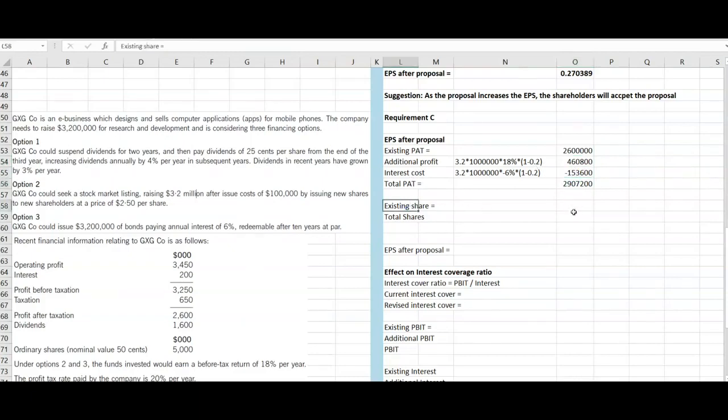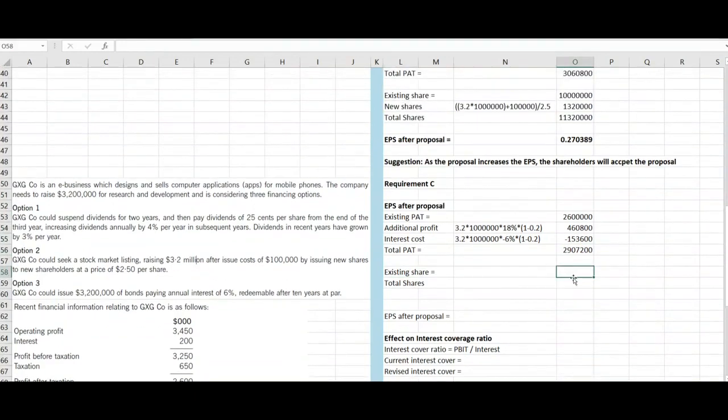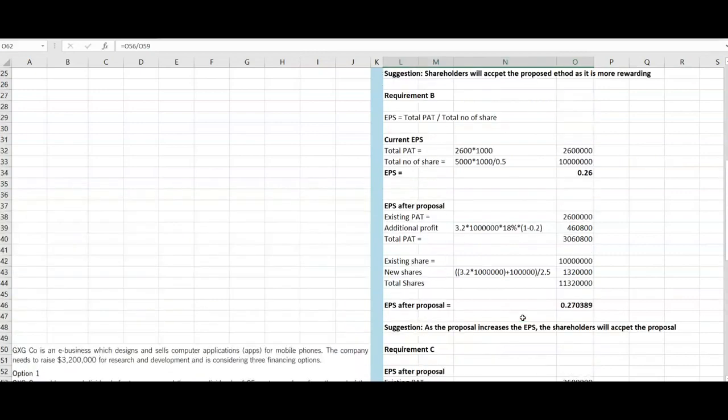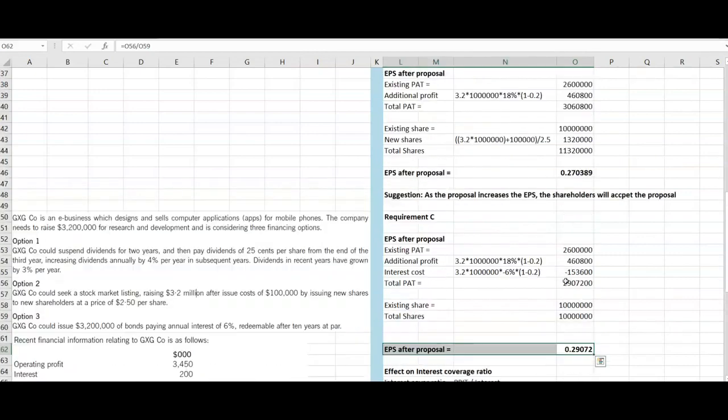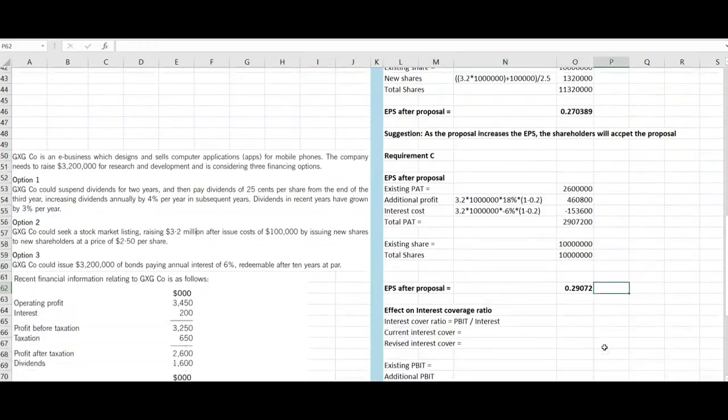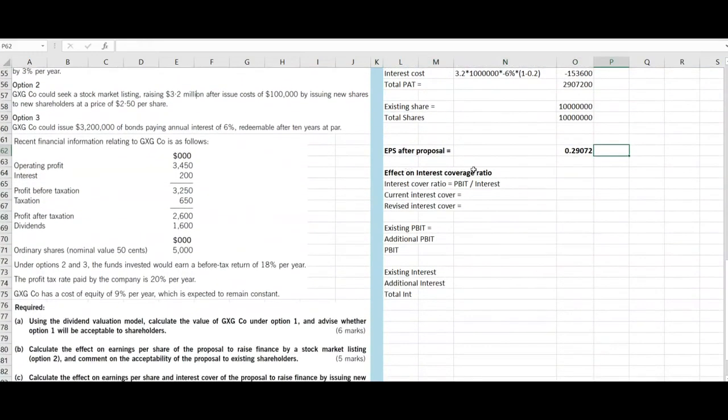So we have to find out our existing share. Our existing share will not change at all, because we have issued only a debt issue. So our total share will be the same as this, so that won't be a problem. But what would be our EPS? Our EPS will be our PAT divided by the shares, and we'll get the answer. It comes to 0.29. So when compared to the earlier existing EPS, which is 0.26, this is much better. But still we have to find out one more element, which is interest coverage ratio.